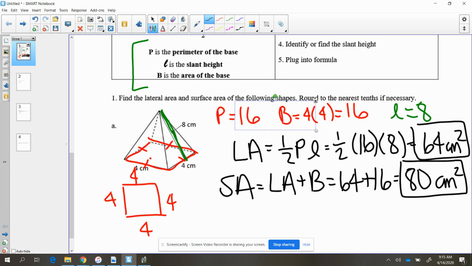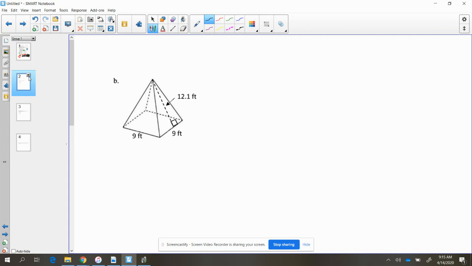Now, as we move on to the next page, we have another example of a square pyramid with a really similar picture setup going for it. So take a moment on your own to pause the video and check what is the perimeter of the base, the area of the base, and the slant height, and then calculate your lateral area and total surface area.